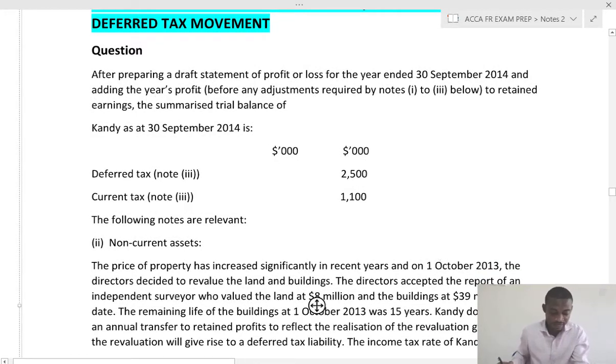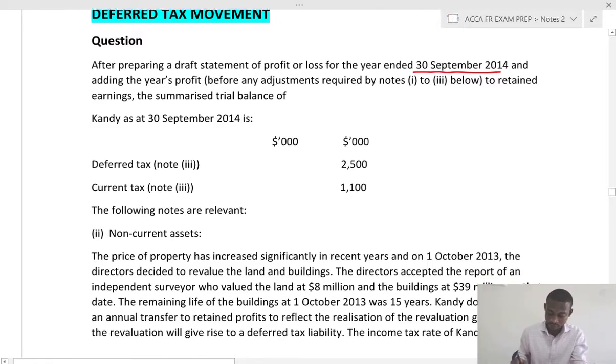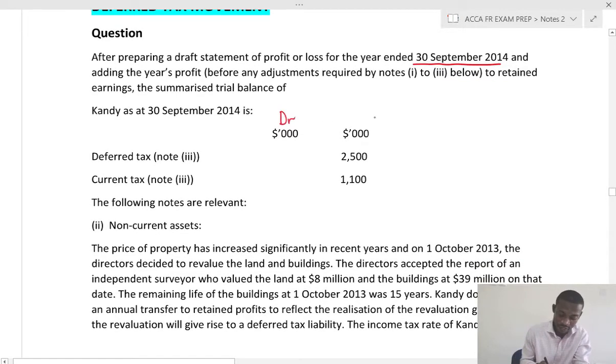After preparing a draft statement of profit or loss for the year ended 30th September 2014 and adding the year's profit, which is before any adjustment to notes 1 to 3 below, to retained earnings, the summarized trial balance for Candy is as follows. So this is the trial balance, and you know this is debit, this is credit. Now, on the face of the trial balance, we have deferred tax. And once it's credit here, you should know that this is a deferred tax liability. And it's a very important exam technique to note.